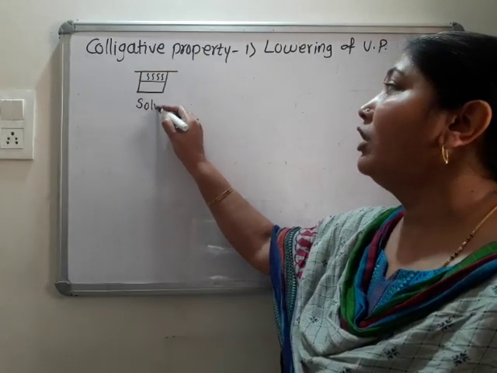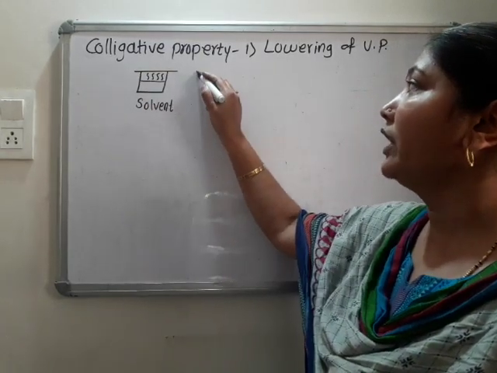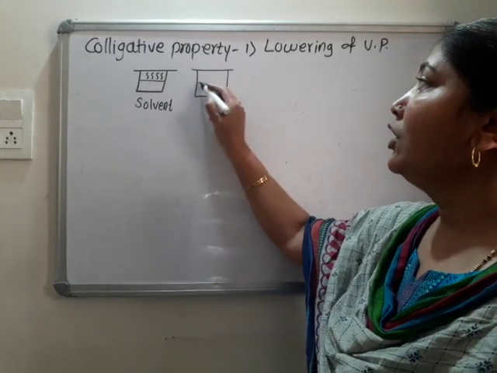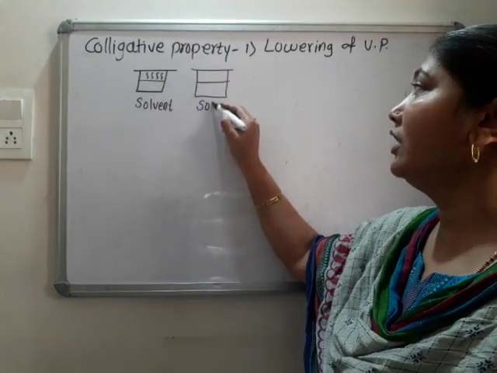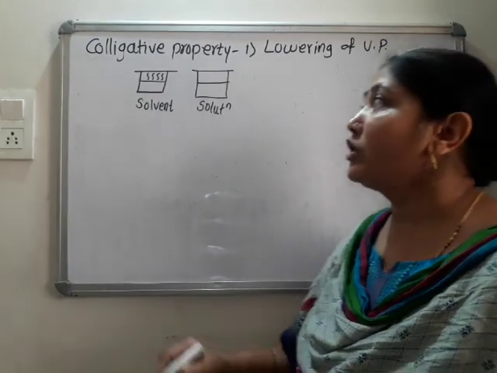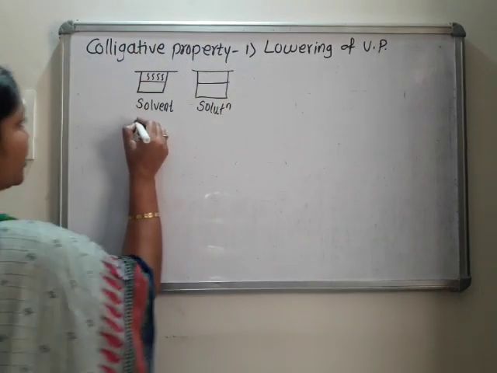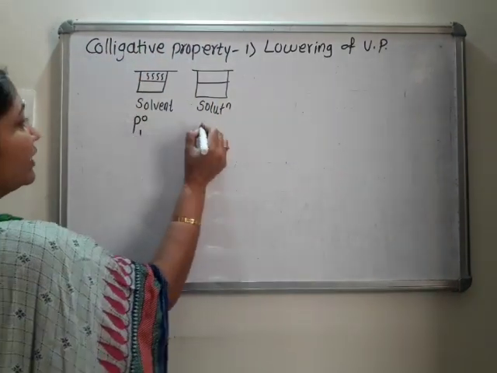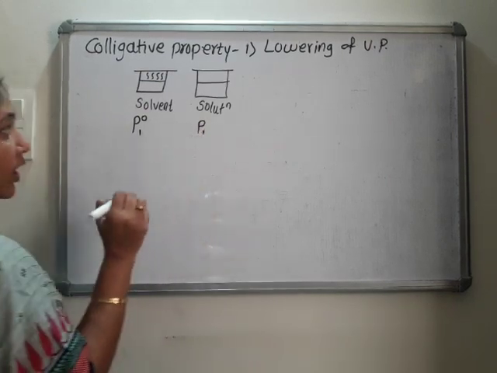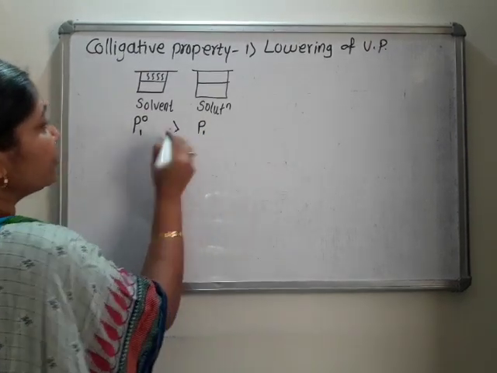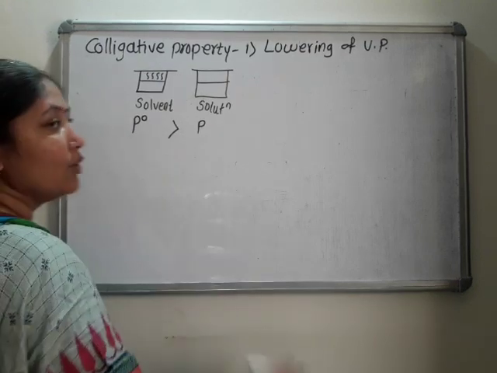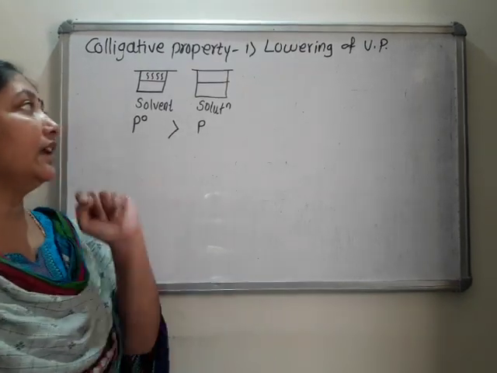Here we have taken pure solvent, and here we have taken solution. Now what is observed? Say its vapor pressure is P0 and this is P. What is found? The vapor pressure of the pure solvent is greater than that of the solution, P0 is greater than P.